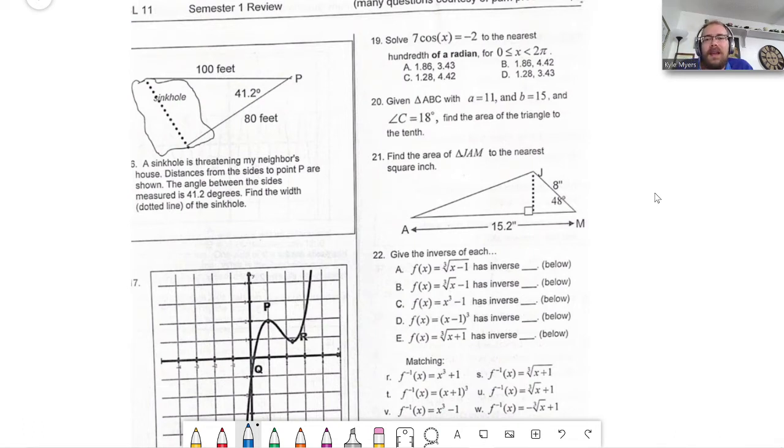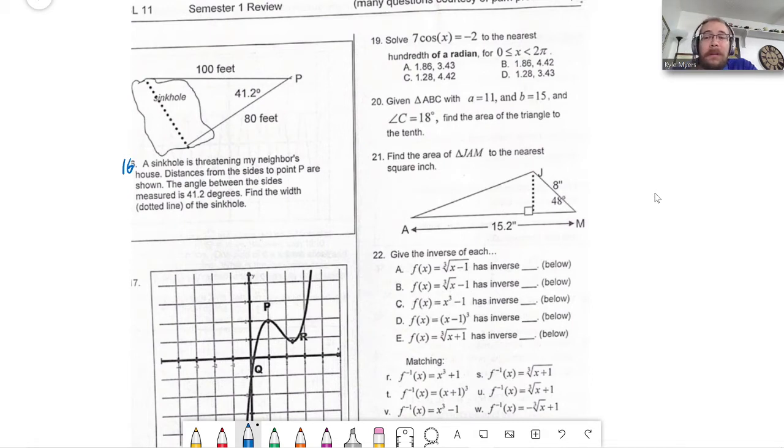This is a review for Pre-Calc Semester 1, and this is the second page, I believe, because I think we're starting on 17 or 16 here. But here we have number 16. Let's go ahead and look at it. A sinkhole is threatening my neighbor's house. Distances from the side to point P are shown. The angle between the sides measured is 41.2 degrees. Find the width, the dotted line, of the sinkhole.